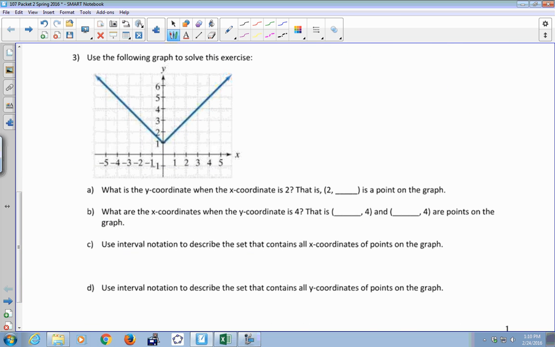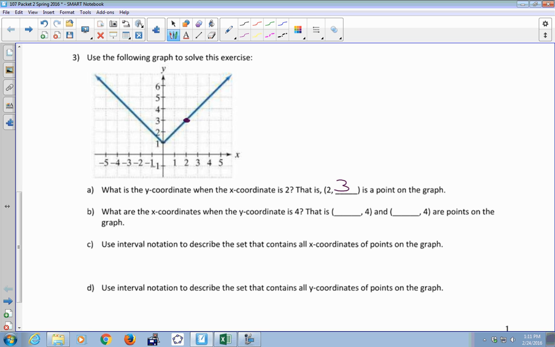Here we've got a graph of a function that looks kind of like a V. What is the y coordinate when the x coordinate is 2 on this graph? 3. Yeah, so that is 2, what is a point on the graph? So you go over 2, you go up to the graph, and you say, oh, (2, 3) is a point on my graph.